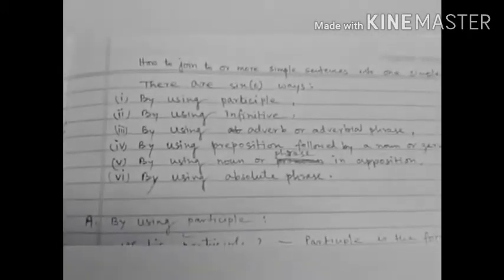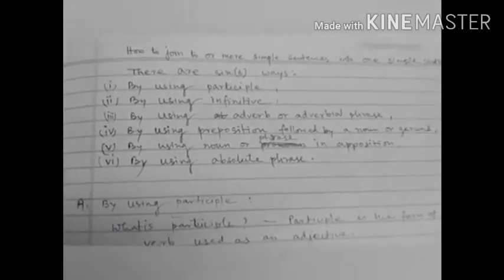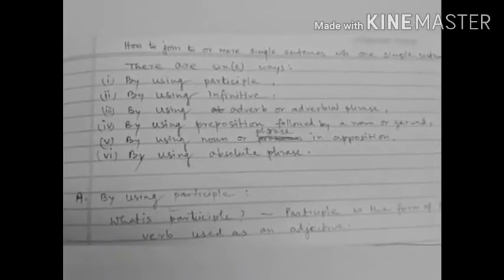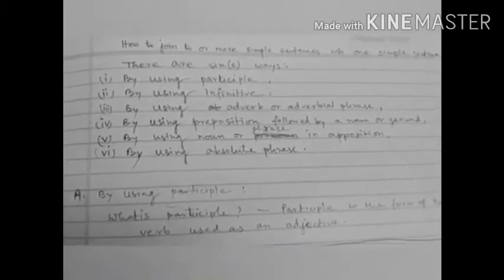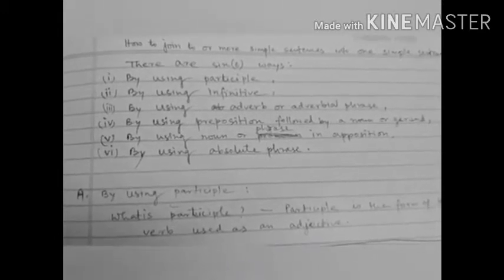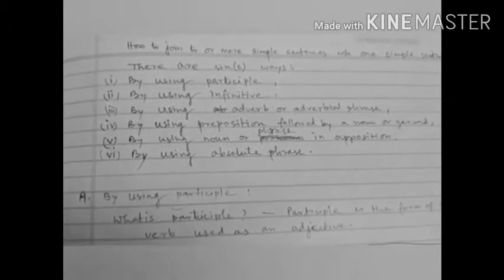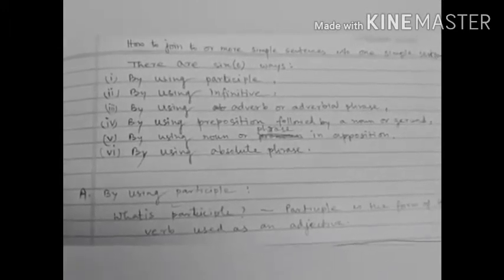At first, we will learn how to join two or more simple sentences into one simple sentence. There are 6 processes or 6 ways to join them into a simple sentence. They are like this: by using participle, by using infinitive, by using adverb or adverbial phrase, by using preposition followed by a noun or a gerund, by using noun or phrase in apposition, by using absolute phrase.